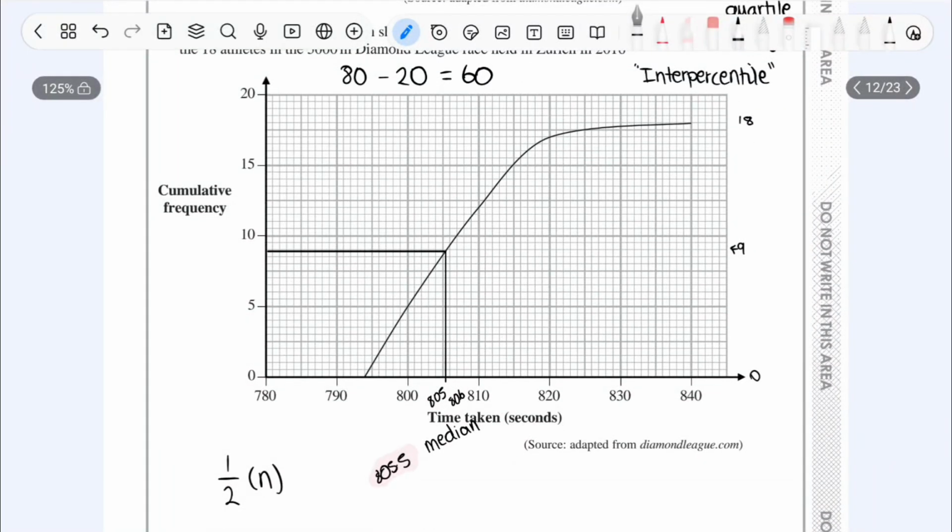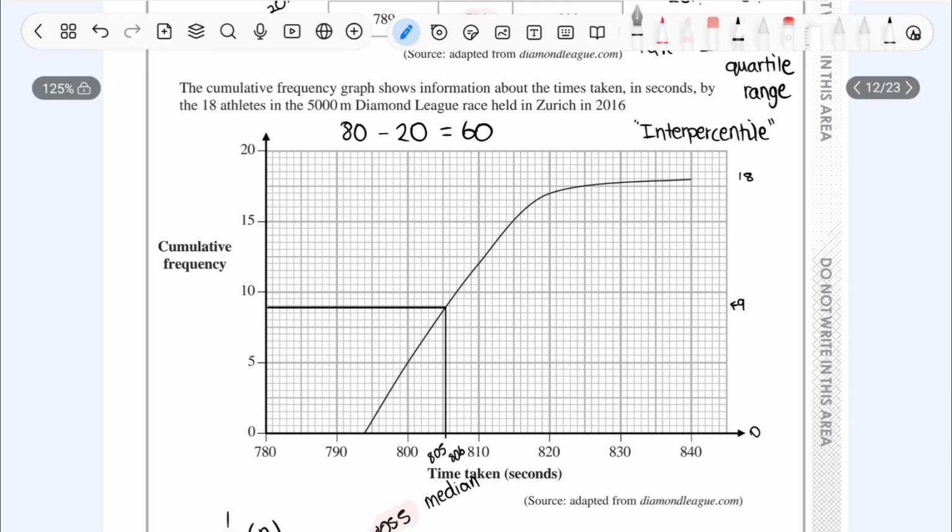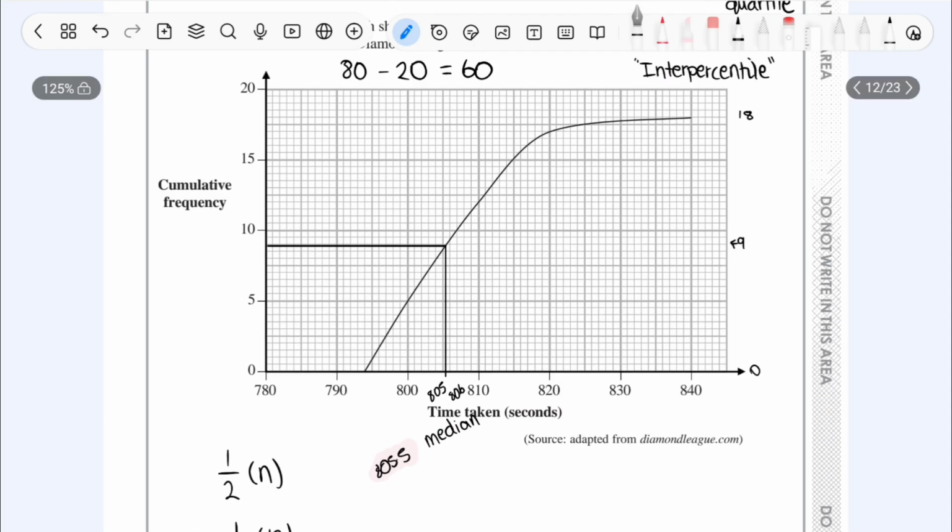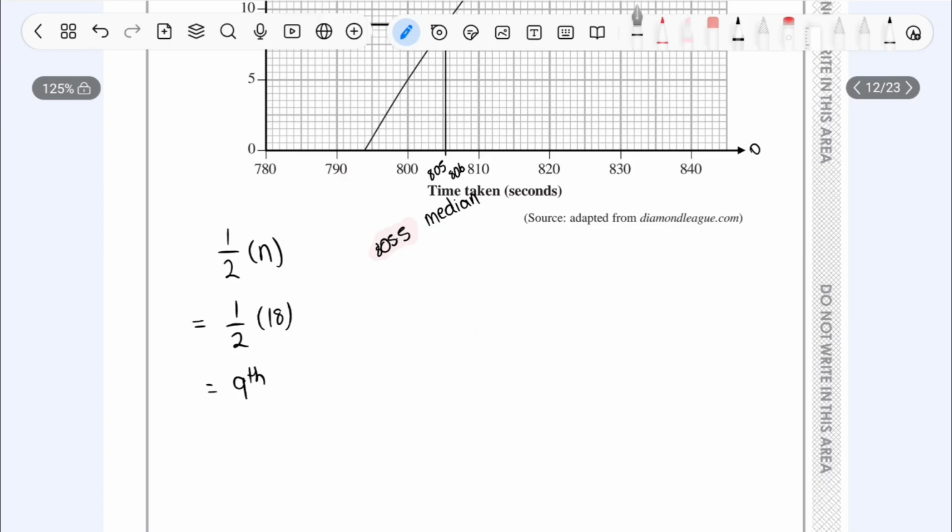So the middle 60% of the data, just like the IQR, the idea is to give a measure of the spread of data and not be affected by outliers too much. So to do the 80th and the 20th percentile, we're going to apply the same thing. If you don't know what I did for this one, I didn't really go through it in detail for the median, but we did half of 18, which gave us our 9. So half of 18 is equal to the 9th value on the y-axis, or your cumulative frequency for the median.